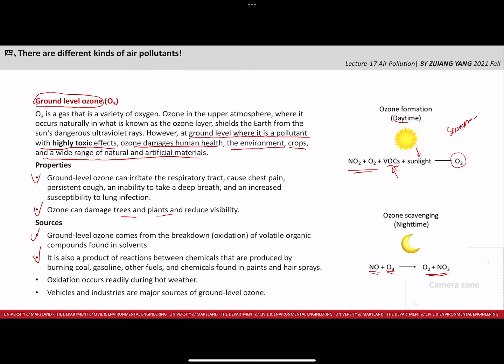It is also a product of chemical reactions produced by burning. But I think this relative amount is relatively small. As I mentioned, oxidization occurs readily during the hot weather, and the vehicles and the industries are major sources of the ground level ozone.